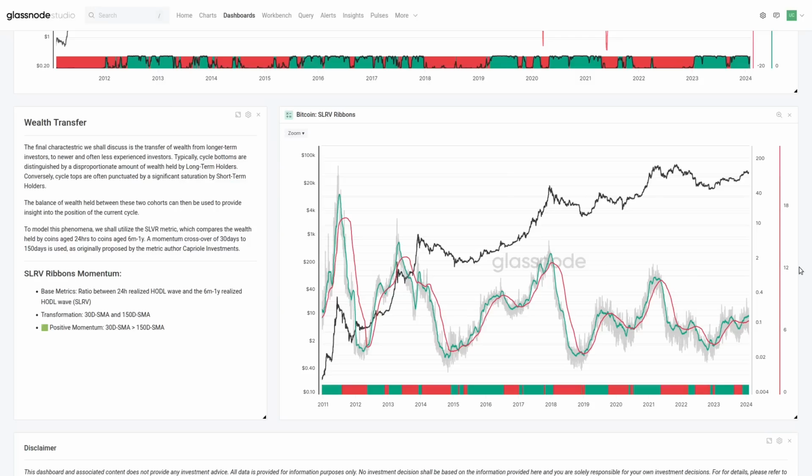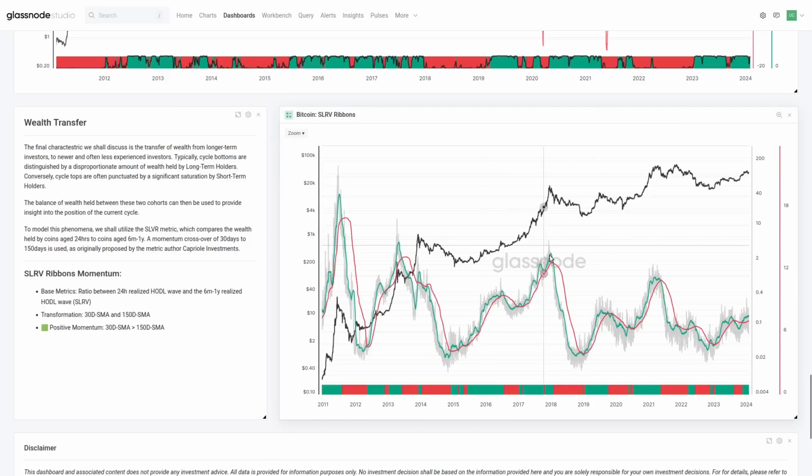You have lots of people who saw Bitcoin on the news, their friend told them they're getting rich, and lots of people who are just somewhat less experienced are coming in and buying those coins off the older hands who are actually distributing their wealth. So the SLRV ribbons is really trying to model this. And this is a model that was originally developed by Capriol Investments. And we're using essentially the construction that was put forward in that paper.